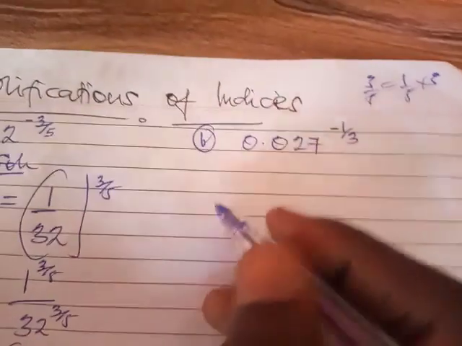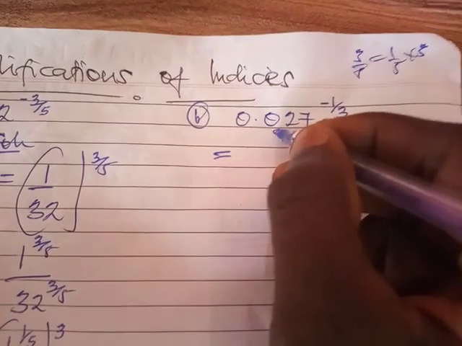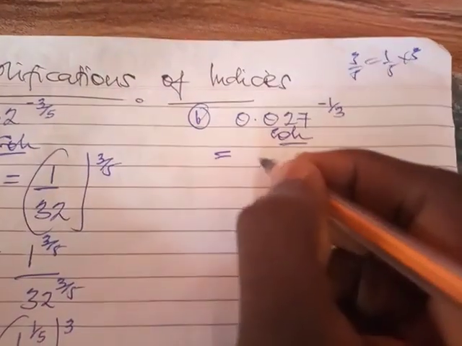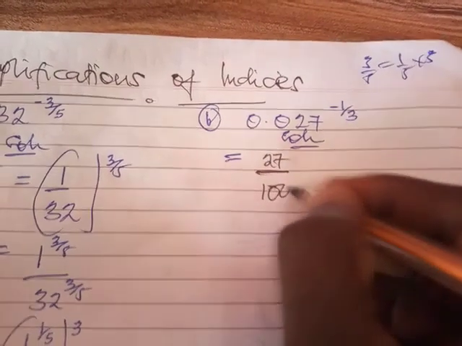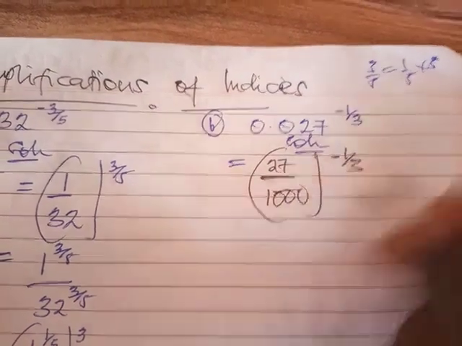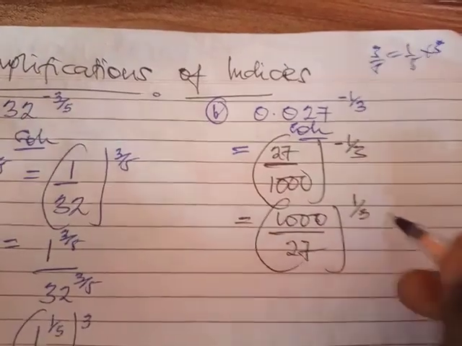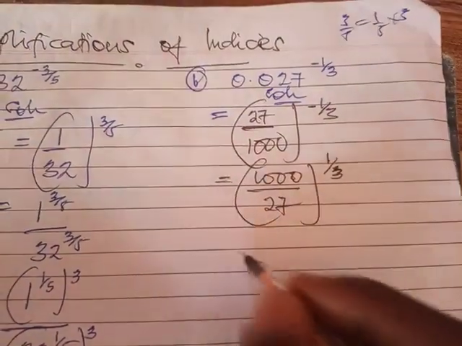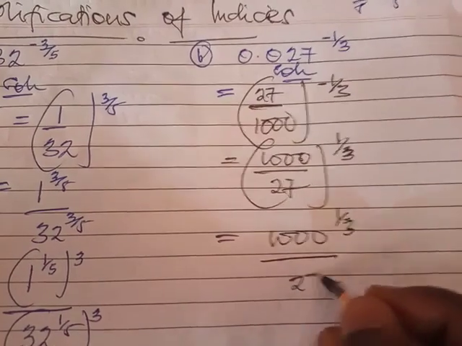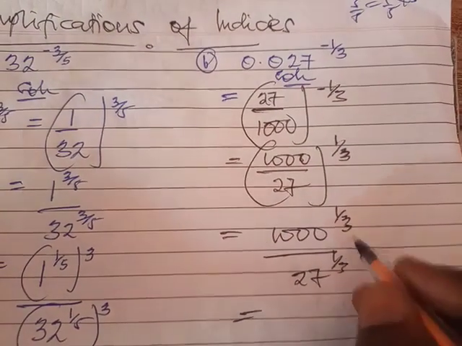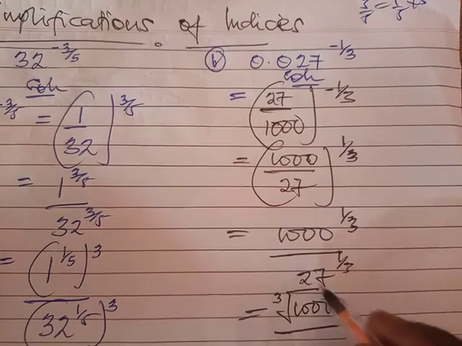Now let's look at case 2. 0.027 exponent negative 1 over 3. Now 0.027 can be written as 27 over, we have 1, 2, 3 decimal places, which means 1000. So when you reciprocate this, we have 1000 over 27, and the index will tend to positive. So the 1000 here is being influenced by 1 over 3, and the 27 also 1 over 3. The 1 over 3 means the cube root of 1000, and for 27 also the cube root of 27.